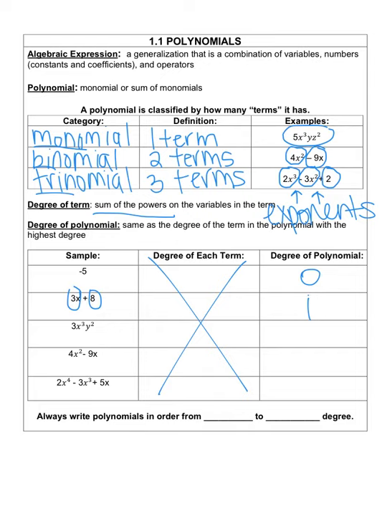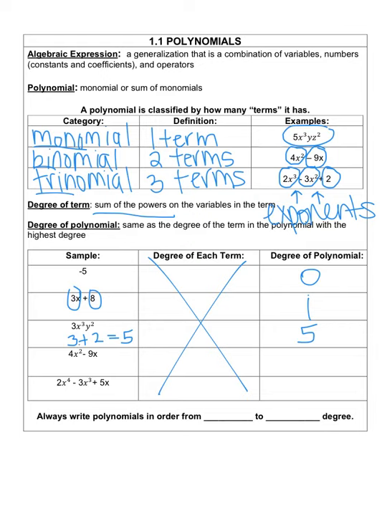In the next example, all of this is one term, but I have two separate variables. I have an x and a y. So go back to the definition of the degree of a term, and we have to add the powers together. So I have a power of 3 on the x and a power of 2 on the y. So I would add those two together, and the degree of the entire term would be 5. You only do that if you have more than one variable in a term.